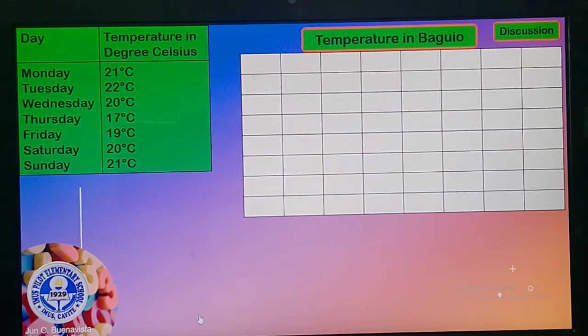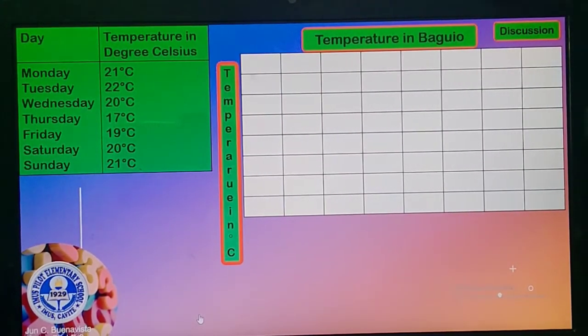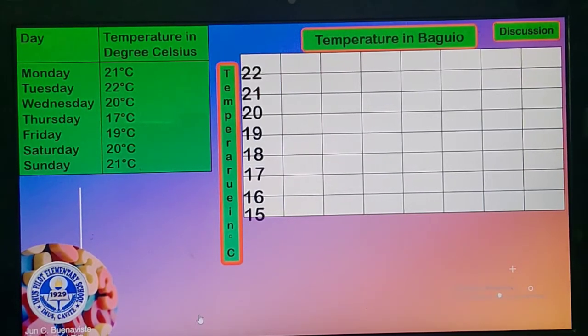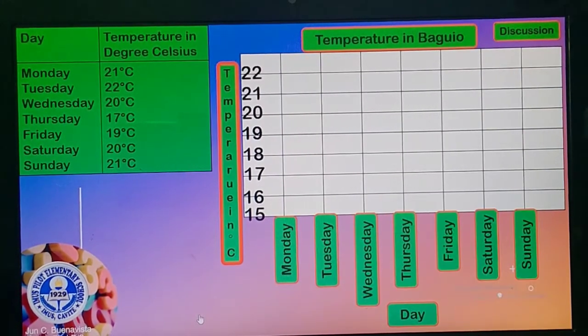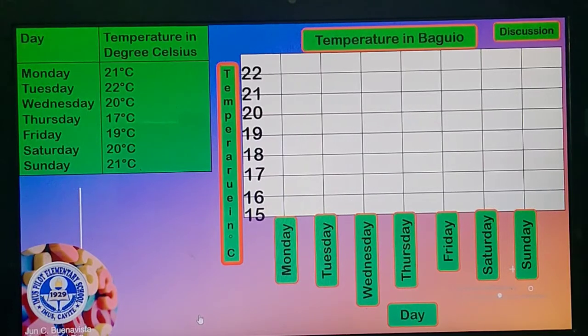So, the data presented here in the vertical line or the y-axis is the temperature in degrees Celsius. While the horizontal axis or the x-axis is the day. So, yung day natin, we have Monday, Tuesday, Wednesday, Thursday, Friday, Saturday, and Sunday. So, look at our vertical line, class. Let's start with 15 degrees Celsius, 16, 17, 18, 19, 20, 21, 22.